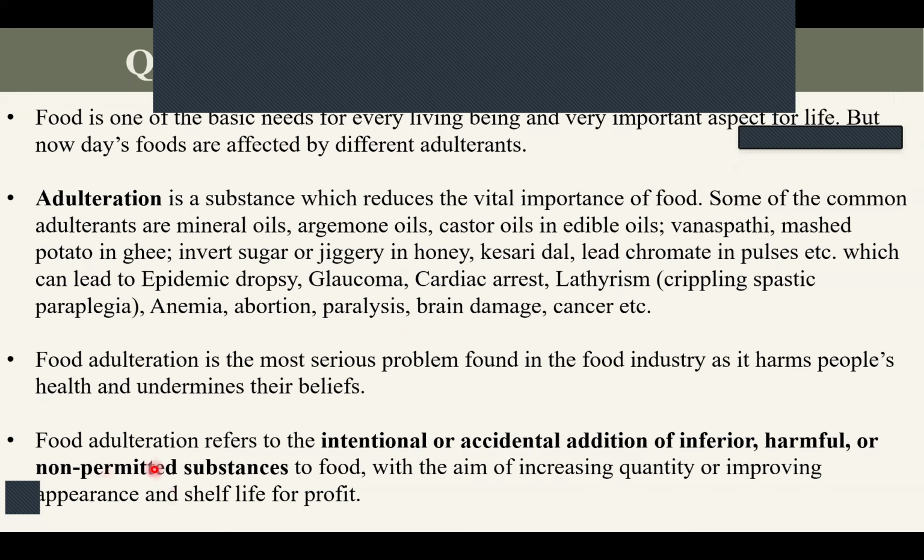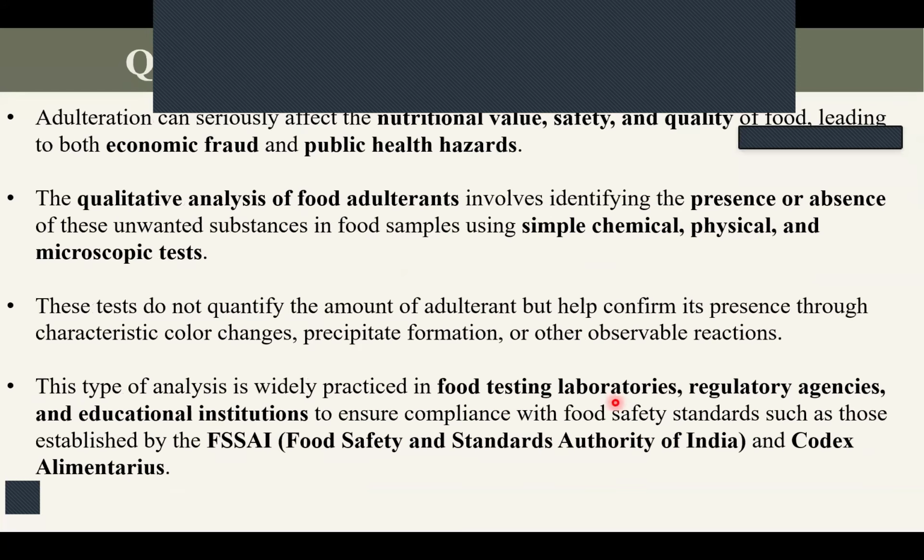Now, we are going to talk about what food adulteration is. Food adulteration is the intentional or accidental addition of inferior, harmful, and non-permitted substances into food for the purpose of shelf life or profit. Adulteration affects the nutritional value, safety, and quality of the food, and also causes economic fraud and public health hazards.